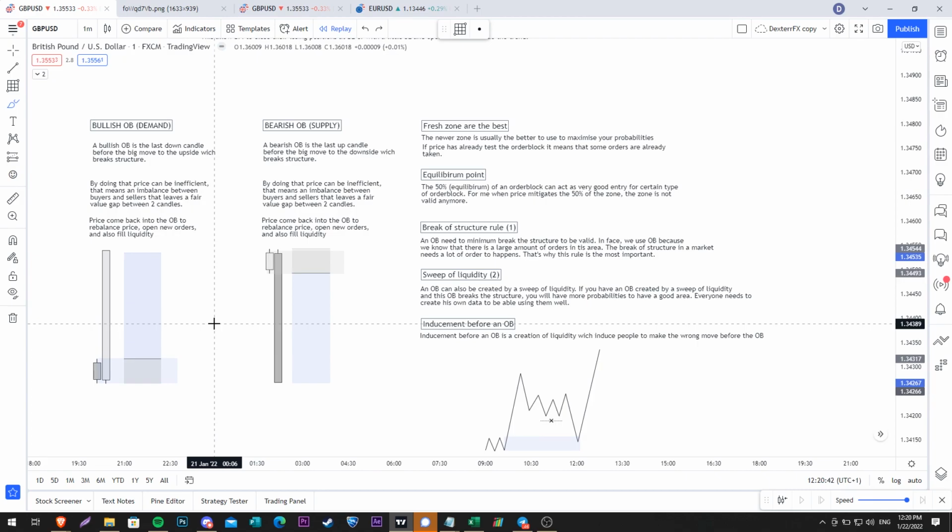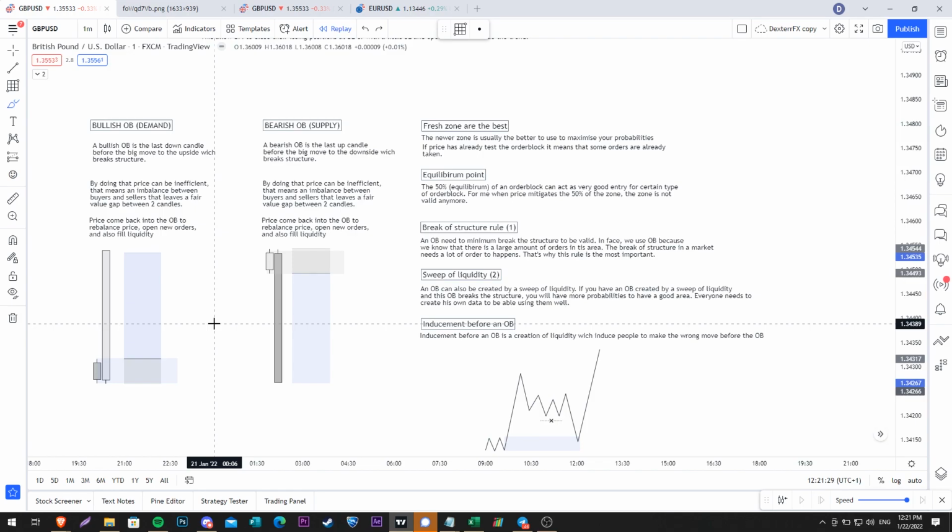So now we will see the rules of an order block. The first rule of an order block is the break of structure. An order block needs to at minimum break the structure to be valid. In fact, we use order blocks because we know that there is a large amount of orders in this area. The break of structure in a market needs a lot of orders to happen. That's why this rule is the most important. As I told you in the liquidity video, we move from one liquidity pool to another, and our order blocks are those ones. But we have to use them with strict rules to use the better ones and to not be trapped.